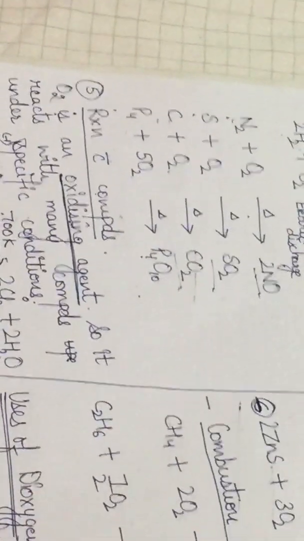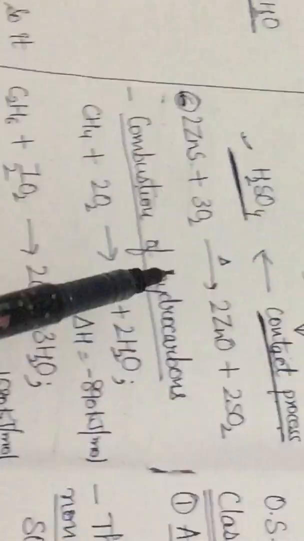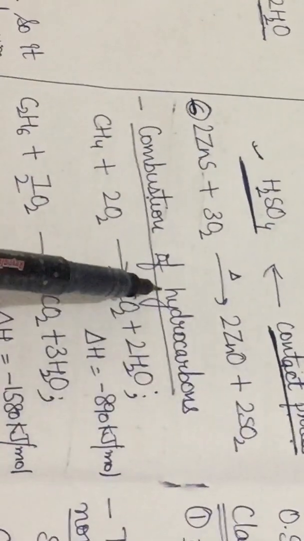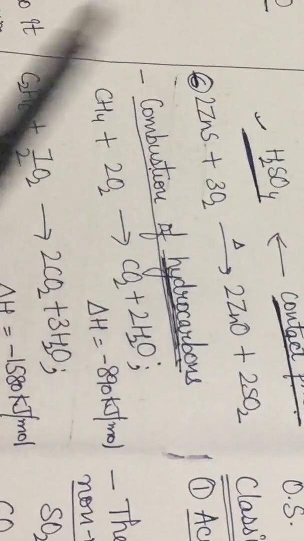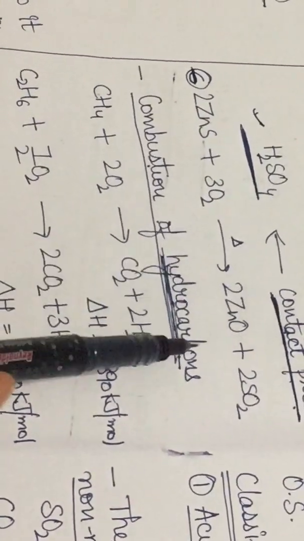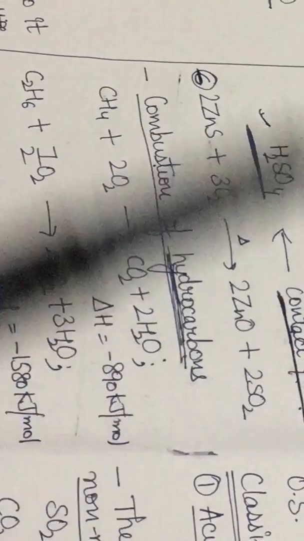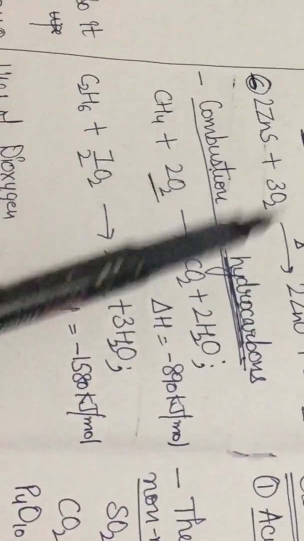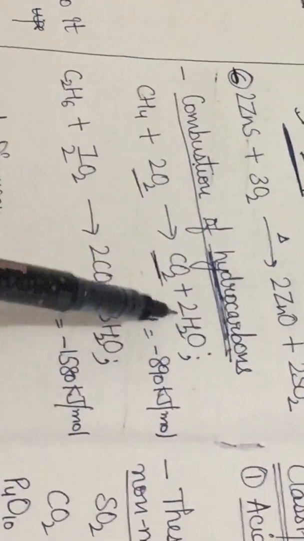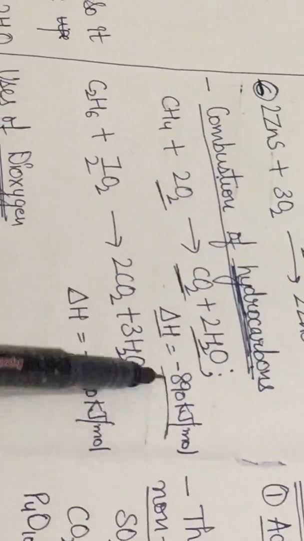Another example of these is that it is used for the combustion of hydrocarbons. Hydrocarbons, what are hydrocarbons? We have done this in class 11. These are the compounds of hydrogen and carbon only. So whenever hydrocarbons are treated with oxygen, they undergo combustion. Whenever there is combustion, there is production of carbon dioxide and water, and energy is released.